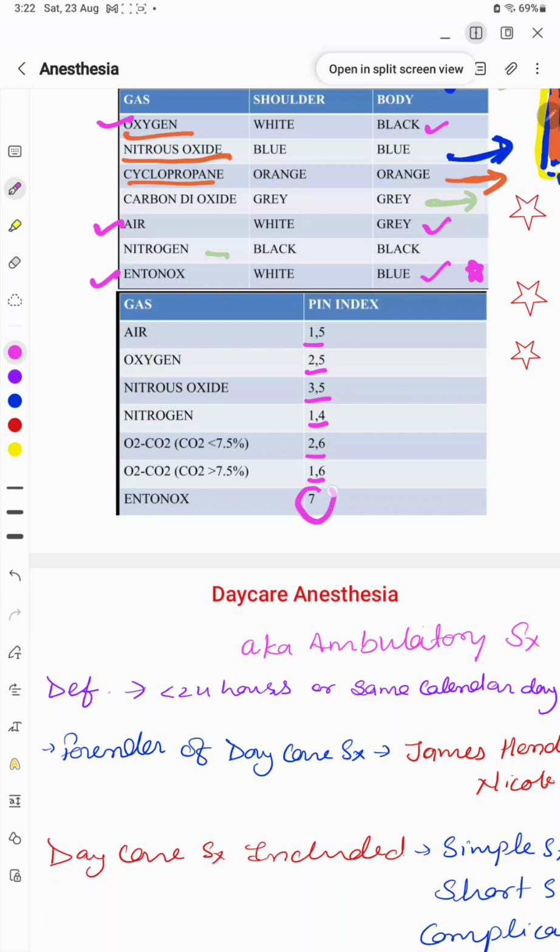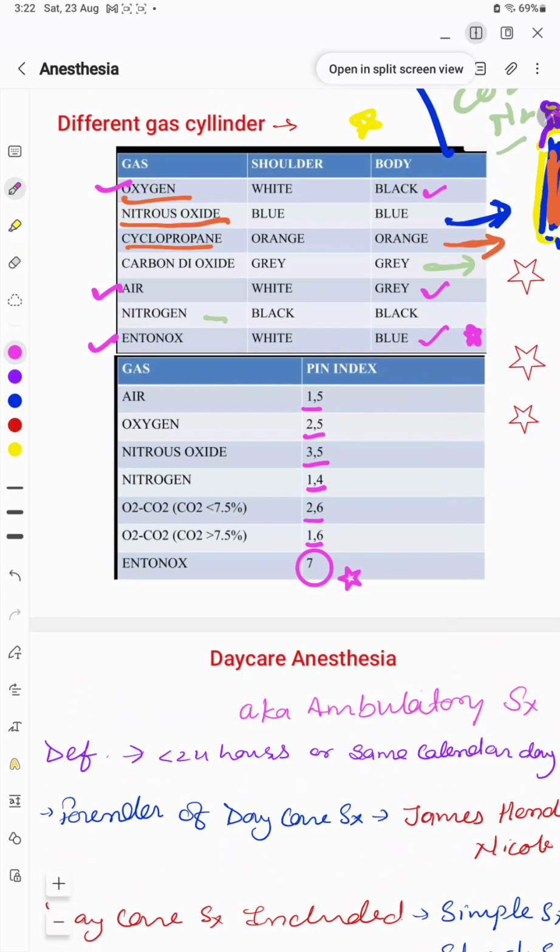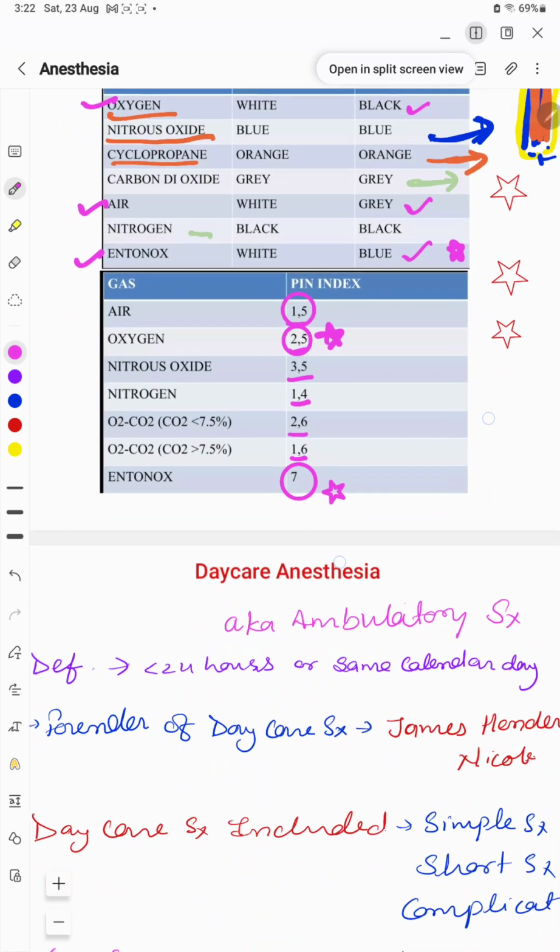And for nitrous oxide, they already asked a question on this. This is important. Nitrous oxide and oxygen are also important. Air and oxygen. This is important. 2 and 5. You need to remember this.